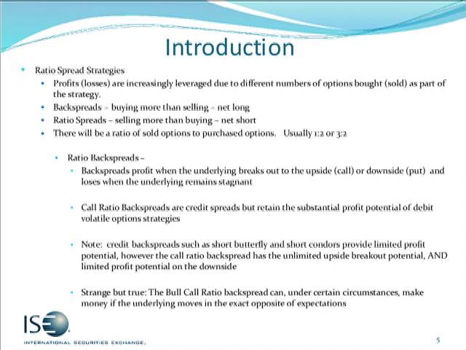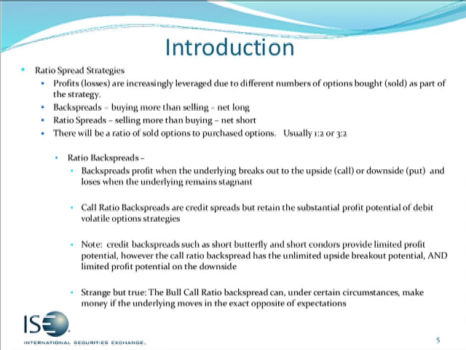But in this case, we need to have a specific direction in mind. We'll get more into that as we unravel the basic strategy. The call ratio backspread, credit spreads, but they retain substantial profit potential of what we would call the debit volatile option strategies, and of course, straddle and strangle are debit volatile option strategies, if you will. So credit backspreads, such as the short butterfly and short condors, provide limited profit potential.